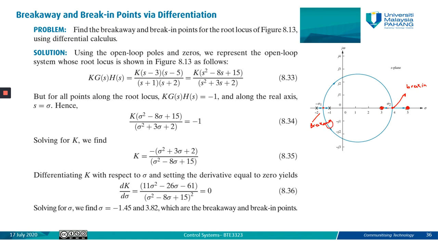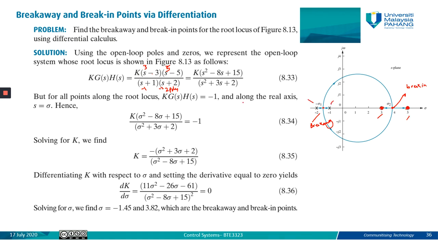Okay, so actually this root locus does not come by itself, it comes according to the transfer function. The forward transfer function of this system is K (s - 3)(s - 5) over (s + 1)(s + 2). So we have two poles at -1 and -2, and we have two zeros at +3 and +5. Okay, so this is +3, this is +5, this is -2, this is -1, the poles.